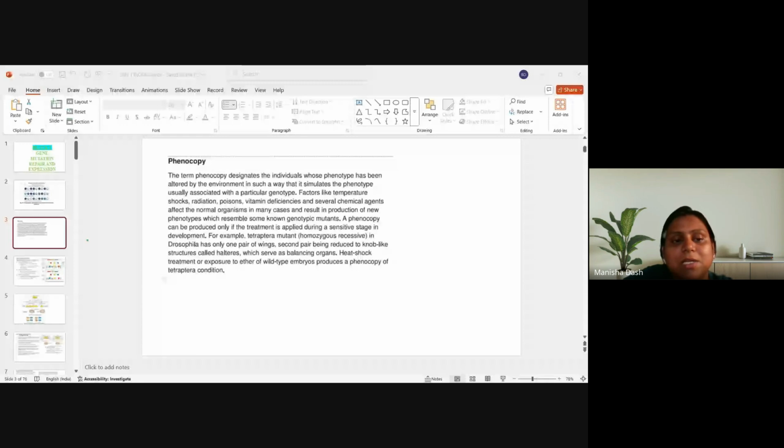So this phenomenon is called a phenocopy. This can also happen in some animals. Sometimes it can be called the environmental effect on a normal genotype.